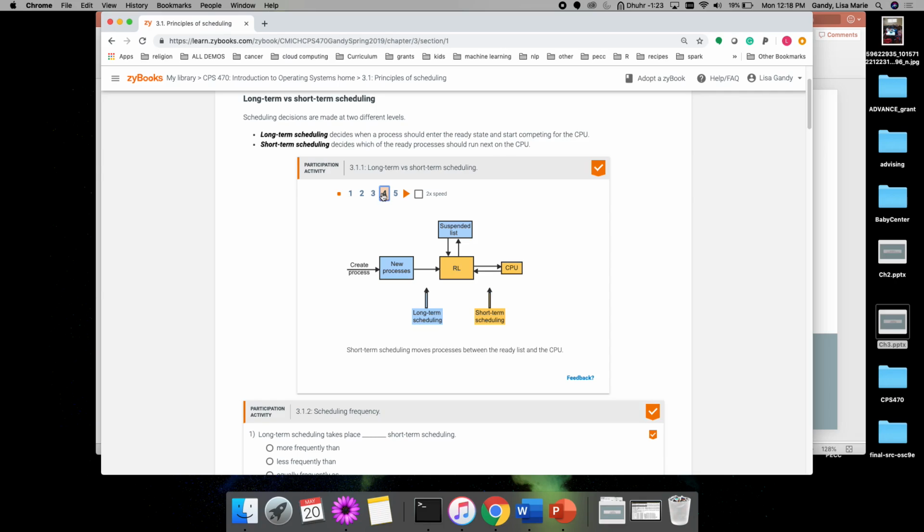Short-term scheduling moves processes between the ready list and the CPU. When a running process becomes blocked and later re-enters the ready list, short-term scheduling will be applied. So the only time long-term scheduling is used is when a new process, well, not the only time, I don't want to say that, but some of the few times. One is when a new process is created, and then when there's something wrong and a process is suspended. Short-term scheduling happens for time sharing, which is constantly happening, or when a process is blocked and comes back onto the ready list, and that's happening much more often.